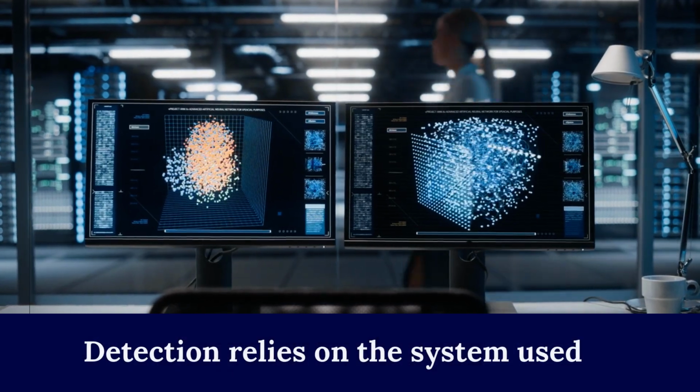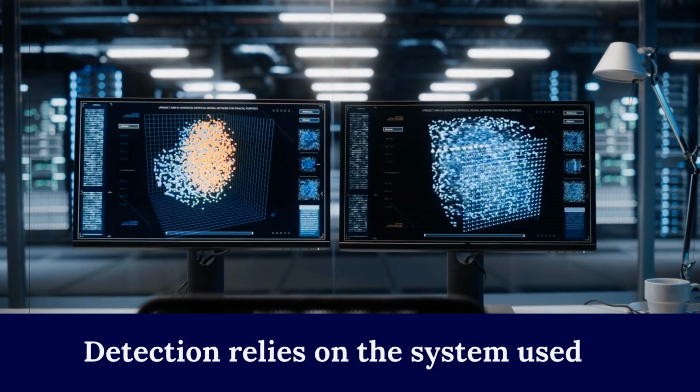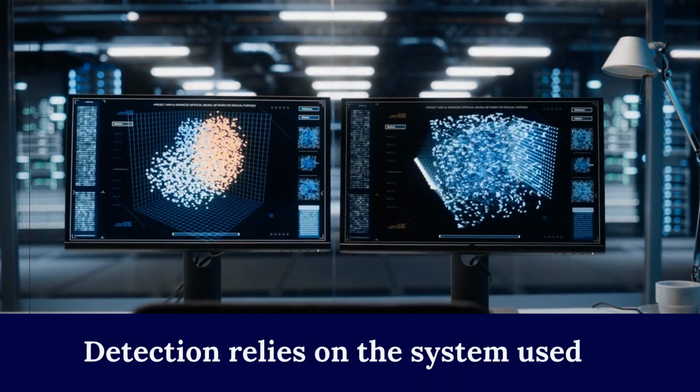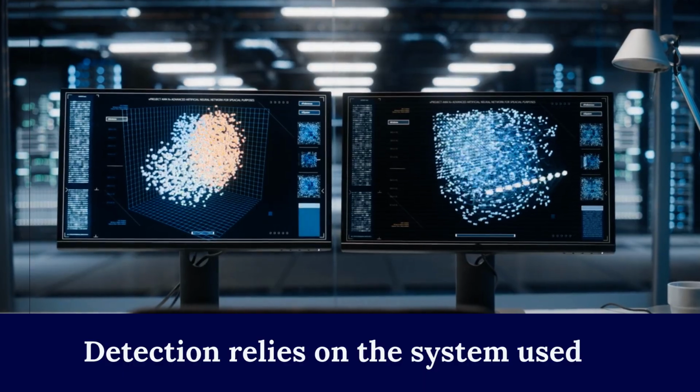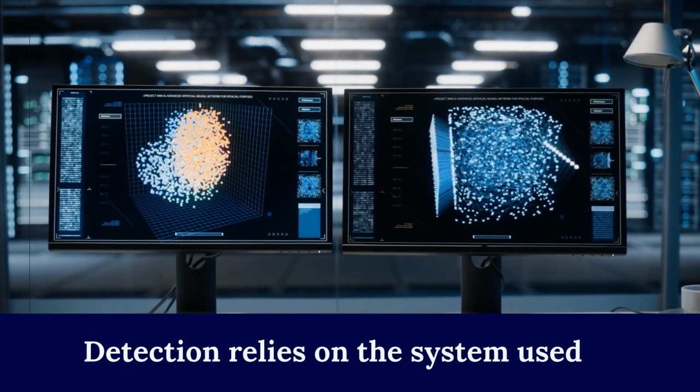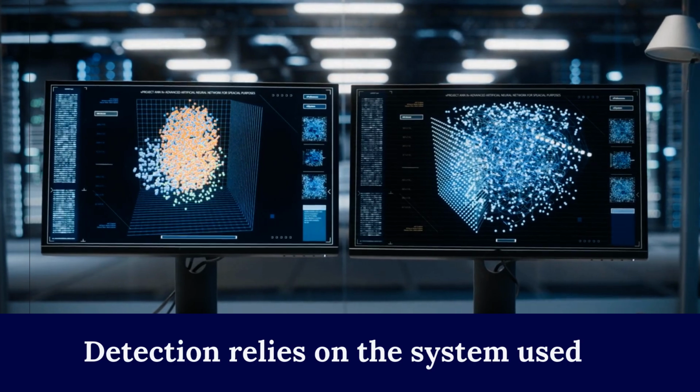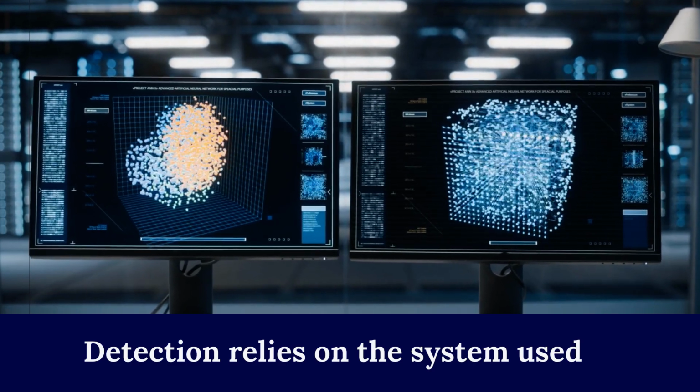Detection depends on the system used. Film screen systems use photographic film. Digital systems use electronic sensors. Detectors convert X-ray energy into electrical signals. These signals form the digital image.